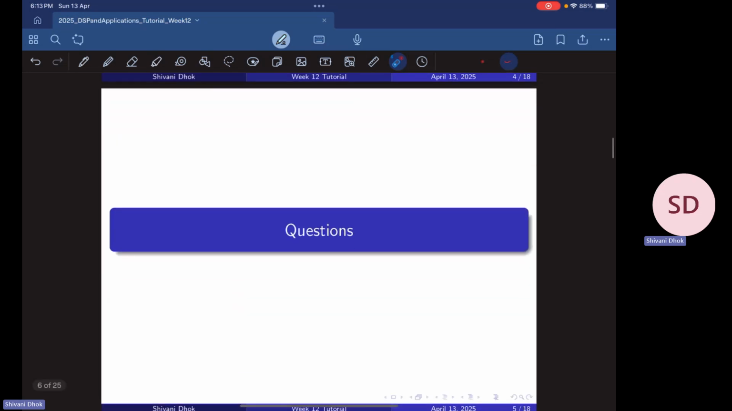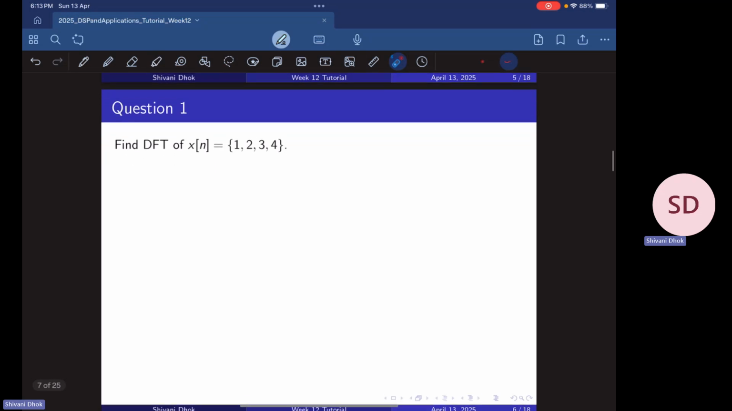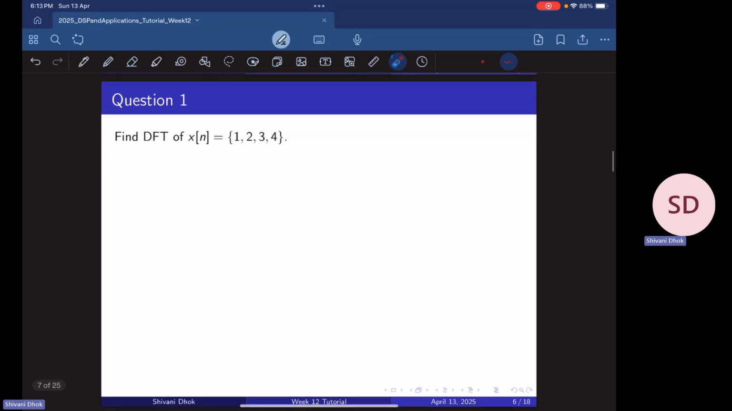Okay, if there are no questions, then let me move on to the first question that I have planned to cover today. So let's start with the very basic question. That is, we will find the DFT of this given signal x of n. And here a key thing to note is this starts from n equal to 0. Okay. So this x of k, by definition, and another thing before I start, we'll find a 4-point DFT.